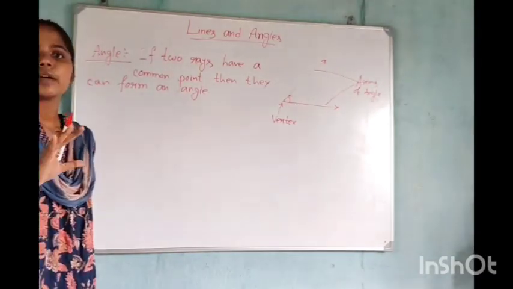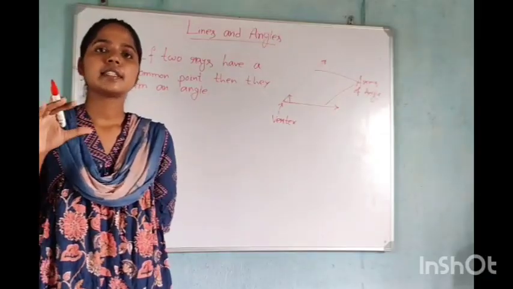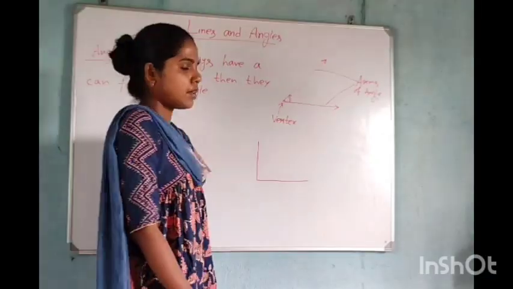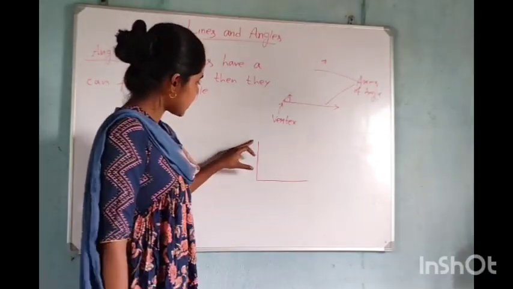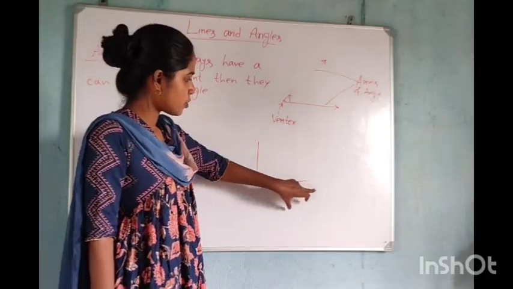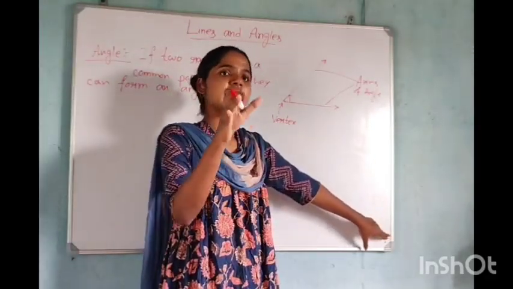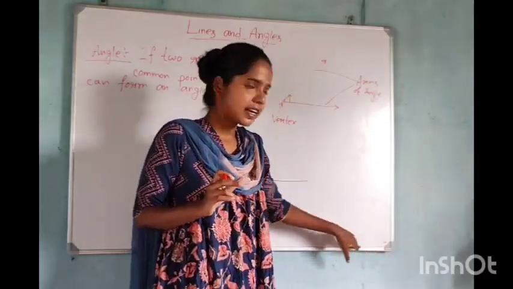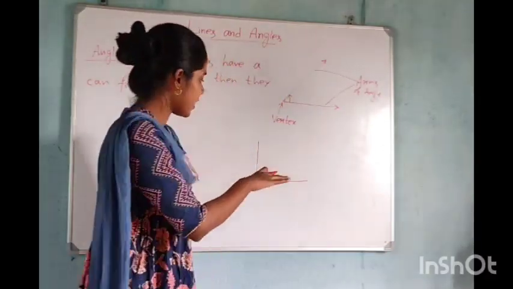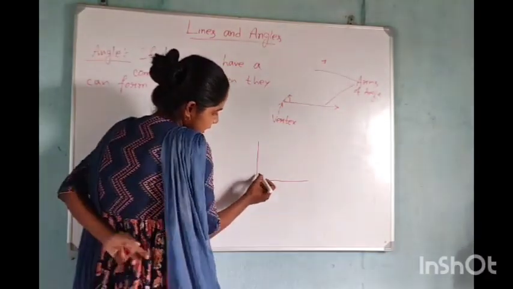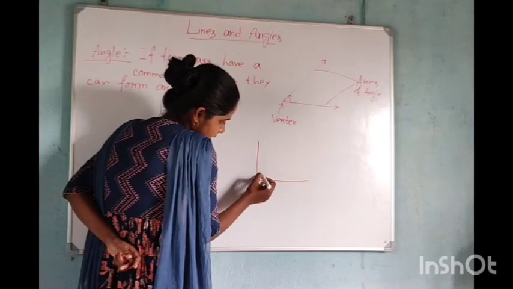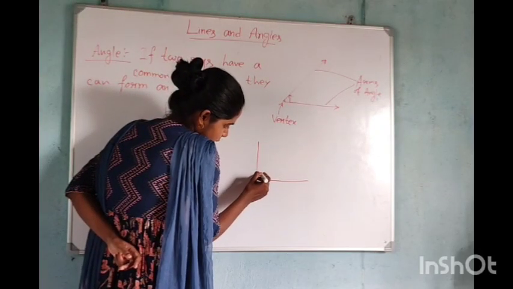Now there are different types of angles, and first we will discuss them based on degrees. You can see this type of angle most probably everywhere. The corner of your book is also a right angle. This is a right angle. We can see right angles often, so we can take it as an initial angle. Okay.